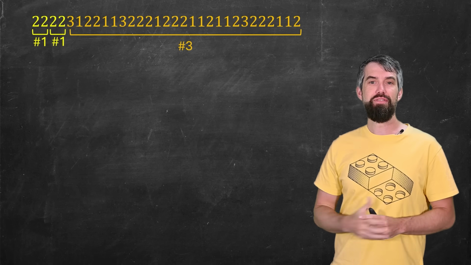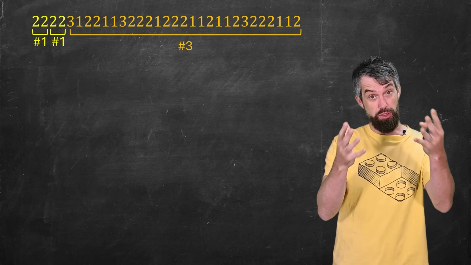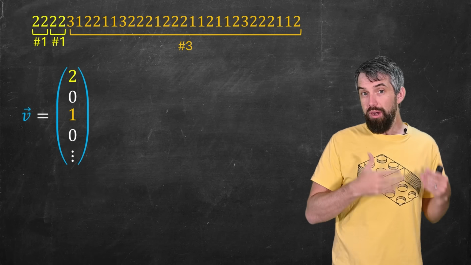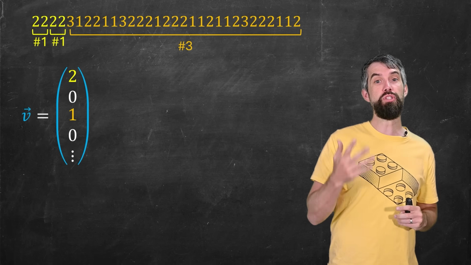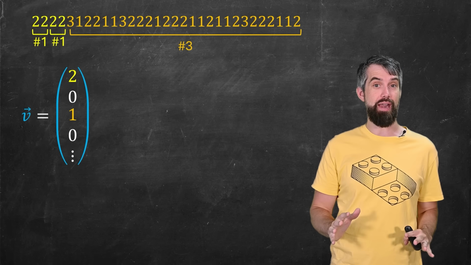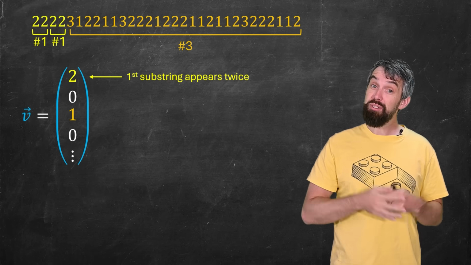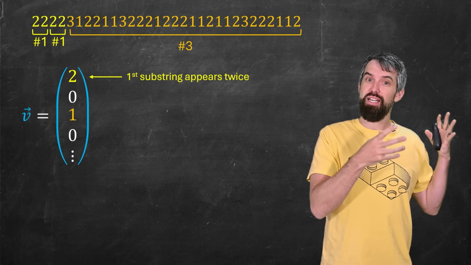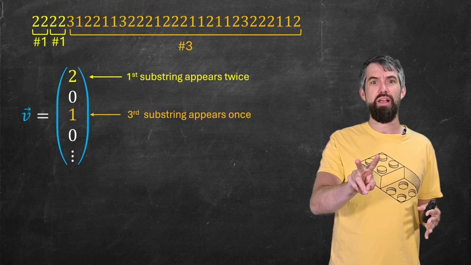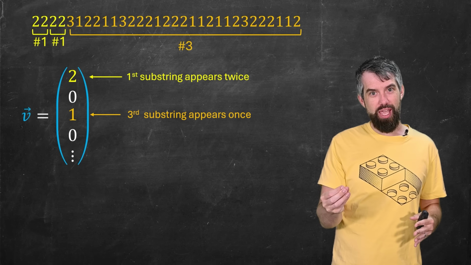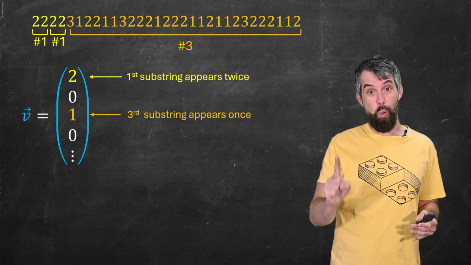So imagine I have a string like this one, 2, 2, 2, 2, and then the long subsequence that represents the third one on our list. So I'm going to represent this string with a vector. This is the vector, which is 2, 0, 1, 0, and then zeros after that. So the way I want you to think about this is that the 2 in the first location represents the fact that the first subsequence, the number 1 subsequence, is represented twice. And then the 1 in the third location represents the fact that the third subsequence is represented once.